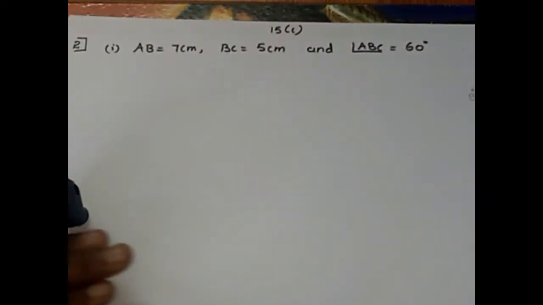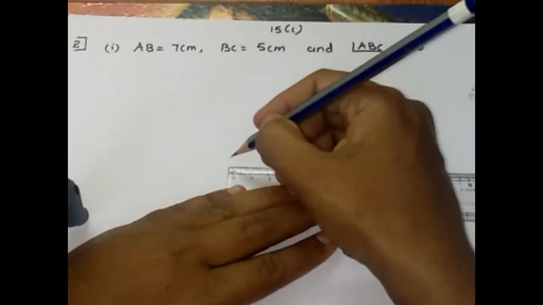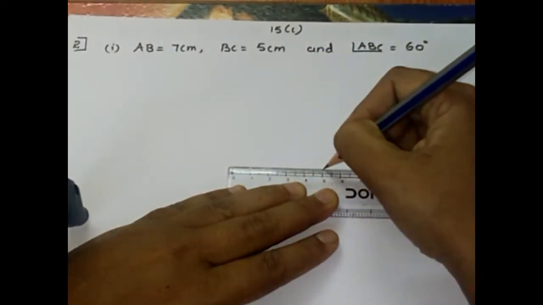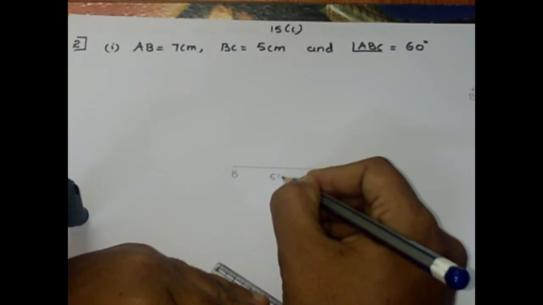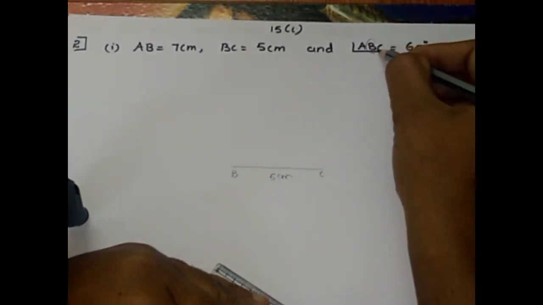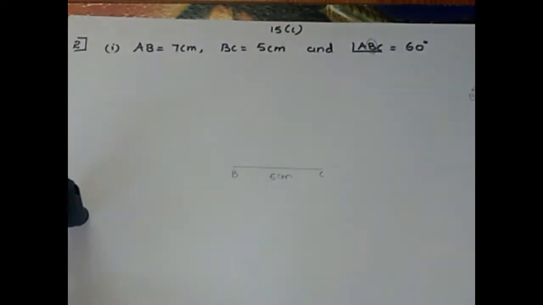First step, draw the baseline BC. What is its measure? It is given as 5 cm. Let me draw a line BC. As soon as you draw a line, label it, write its measurement. At the point B, see, angle ABC means the middle letter will denote at which point the angle should be constructed. So I have to construct angle B as 60 degrees. If you have learned how to construct an angle by using a compass, fine. If you are not able to remember, just follow the video, listen to the instructions carefully.